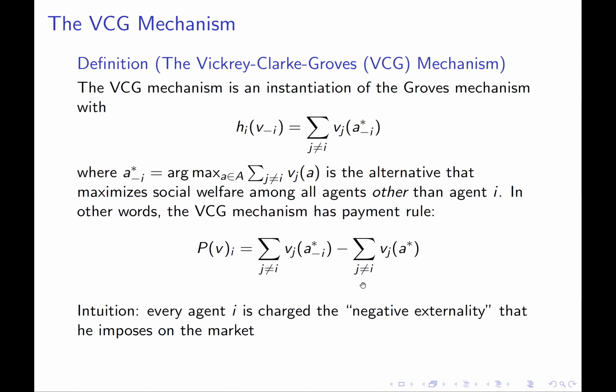Given that she did participate, it chose a different alternative, which potentially made the other people in the market, in aggregate, less happy. And the VCG mechanism asks everyone to pay this difference, sort of how much less happy everyone else is in aggregate because player i participated.